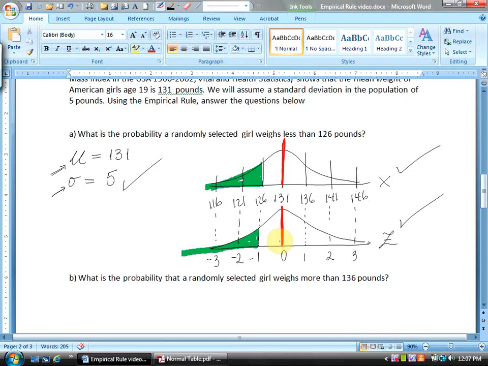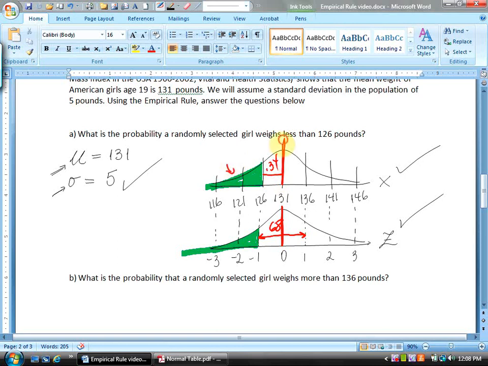Now, you remember that if we go 1 standard deviation to both sides, we have 68. So one side only, we have 34. That 34, we don't want it. We want the green part.